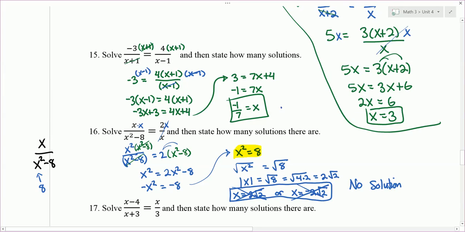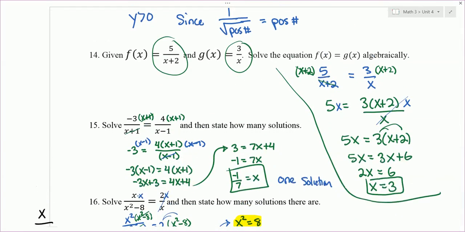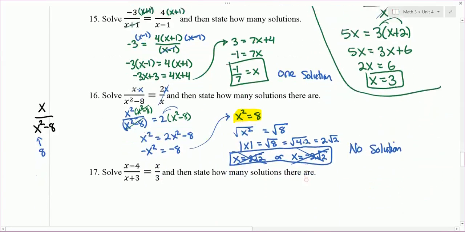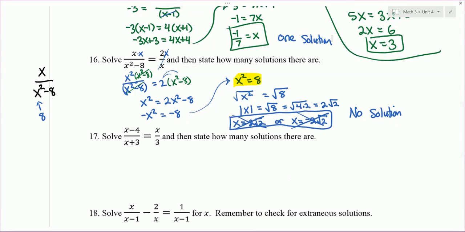In 15 there was one solution. In 14 they didn't ask how many solutions. Let's take a look at 17. In 17, I'm going to start by getting rid of my fraction on my right. I'm going to multiply both sides by 3. The 3's cancel out, and you end up with 3 times x minus 4 over x plus 3 is equal to x.